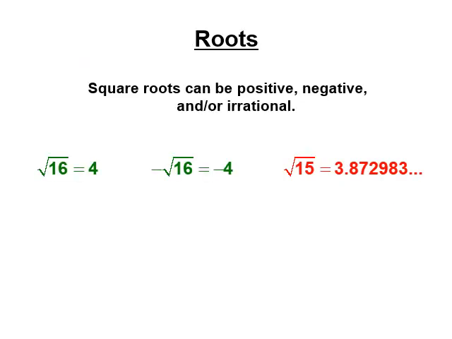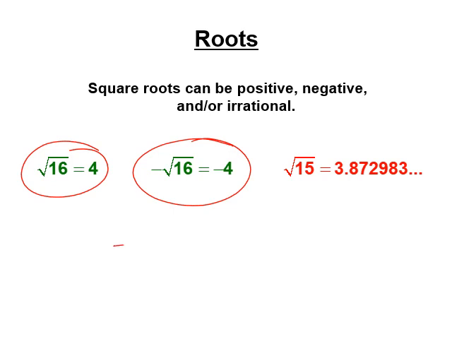We learned there were positive square roots and negative square roots. We can ask for both the square roots. And we also learned that numbers that are not perfect squares make square roots that are irrational, that go on forever without a repeating pattern.